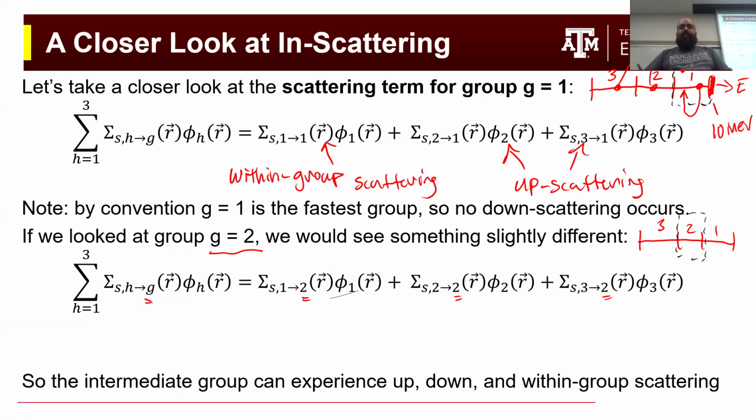So the first quantity that I have here is scattering from group 1 into group 2, right? If I'm scattering from group 1 into group 2, for group 2, is this a downscattering quantity or an upscattering quantity? Perfect. Yeah, it's downscattering because I'm going into a lower energy group. So that first term would be my downscattering.